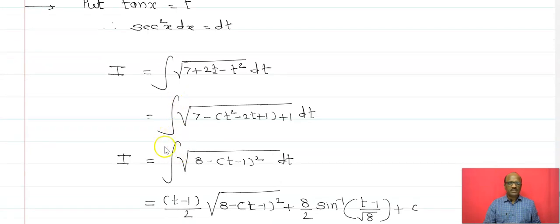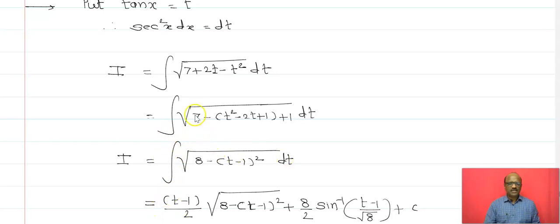Now again this can be written as integral 7. Take the minus sign common, then in bracket you will get t square minus 2t plus 1. Actually, we are substituting minus 1 here, so to balance this minus 1 we are adding this plus 1 here. Therefore this 1 plus 7, that is 8.